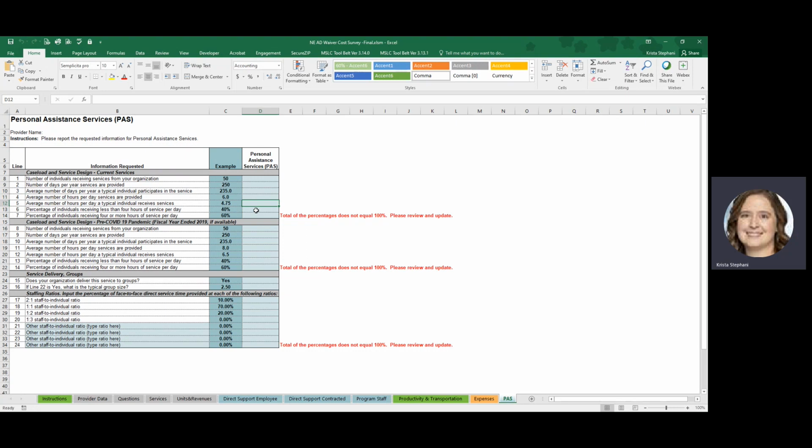And to provide us with a little bit more insight into this, we're asking you to do your best to estimate what percentage of individuals receive less than 4 hours of service a day, and what percentage of individuals receive more than 4 hours per day, or 4 or more hours of service per day. If you feel that's about a 50-50 split, you will type in 50%, and you'll see that this error message that was located here went away because the total of these two cells equals 100%.